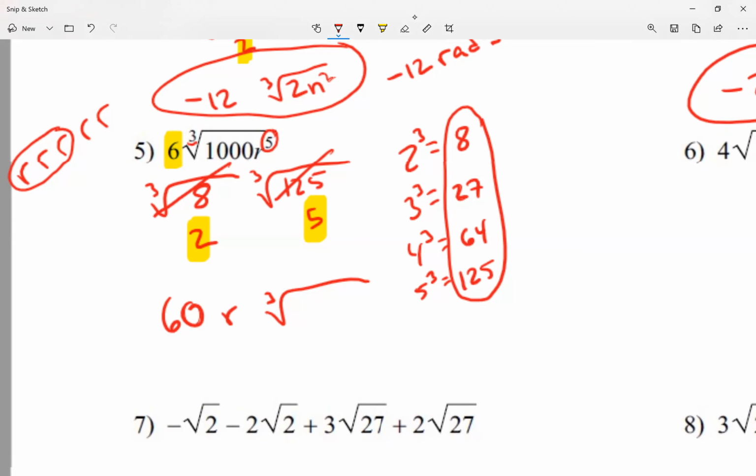And then the leftovers, the remainders, what goes inside the radical. I have r to the second. So I'm going to type this as 60r, then radical 3, because the root is 3. And inside parentheses, I'm going to write r to the second.